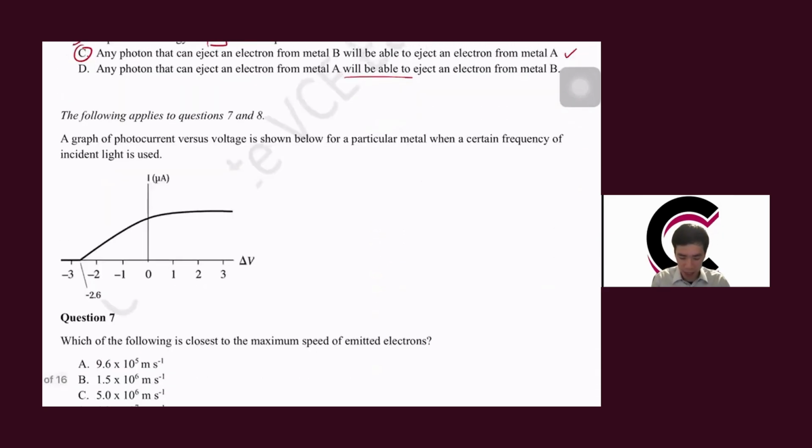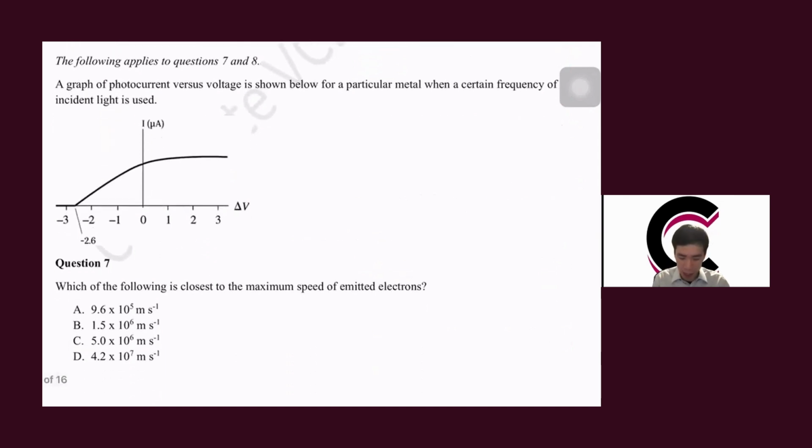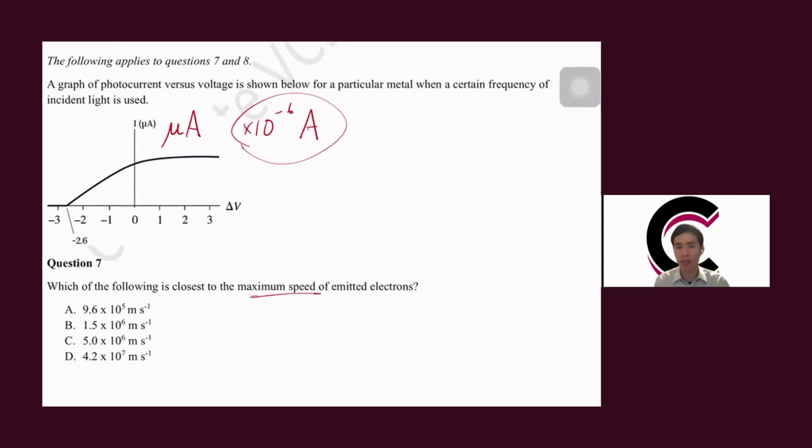Now the next one, the following situation applies to questions 7 and 8. So let's have a look. It is a current voltage graph. Once again, it's bolded, which means it's 10 to the power of negative 6 amps. Make a big circle, make sure it's visible to you, so you never miss the detail. Let's see. Which one's the closest to the maximum speed of the emitted electrons?